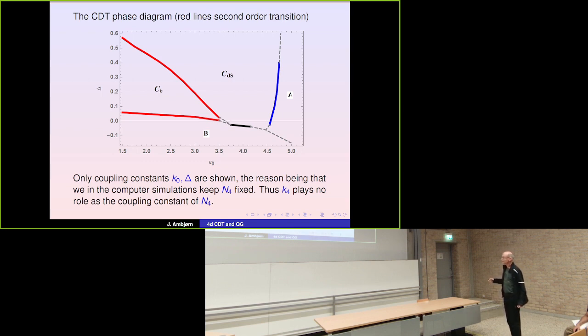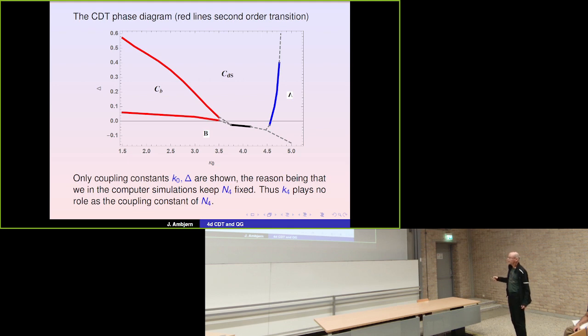I've drawn the phase diagram here, but only with two coupling constants. The K4 multiplying this N4 is not really in our phase diagram, because we can only do the computer simulations with fixed N4. So this doesn't appear as an effective coupling constant. We can simulate with different N4s, but during the simulations, our measurements are all done with fixed N4. This is just for technical reasons, but that's how it is. So this phase is not interesting, and this phase is not interesting from a continuum point of view, as I will show you.